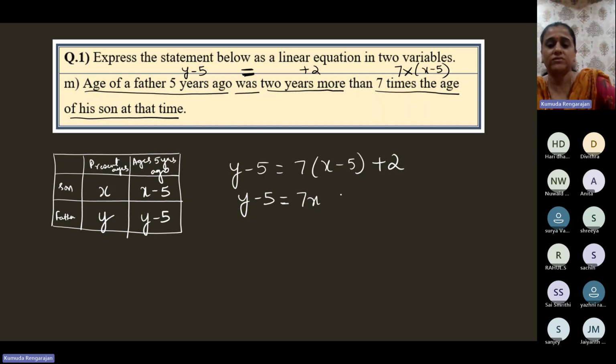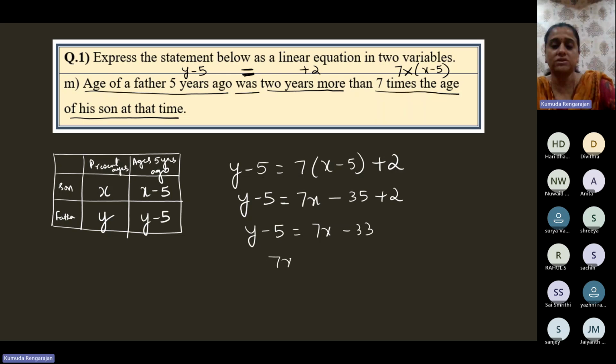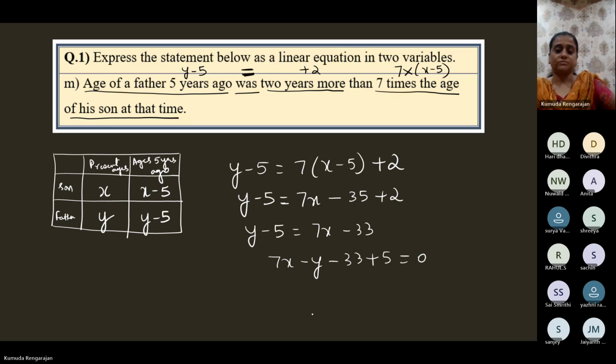So Y minus 5 is equal to 7X minus 35 plus 2. So Y minus 5 is equal to 7X minus 33. So 7X minus Y minus 33 plus 5 is equal to 0. Correct? 7X minus Y minus 28 is equal to 0 is the required equation.